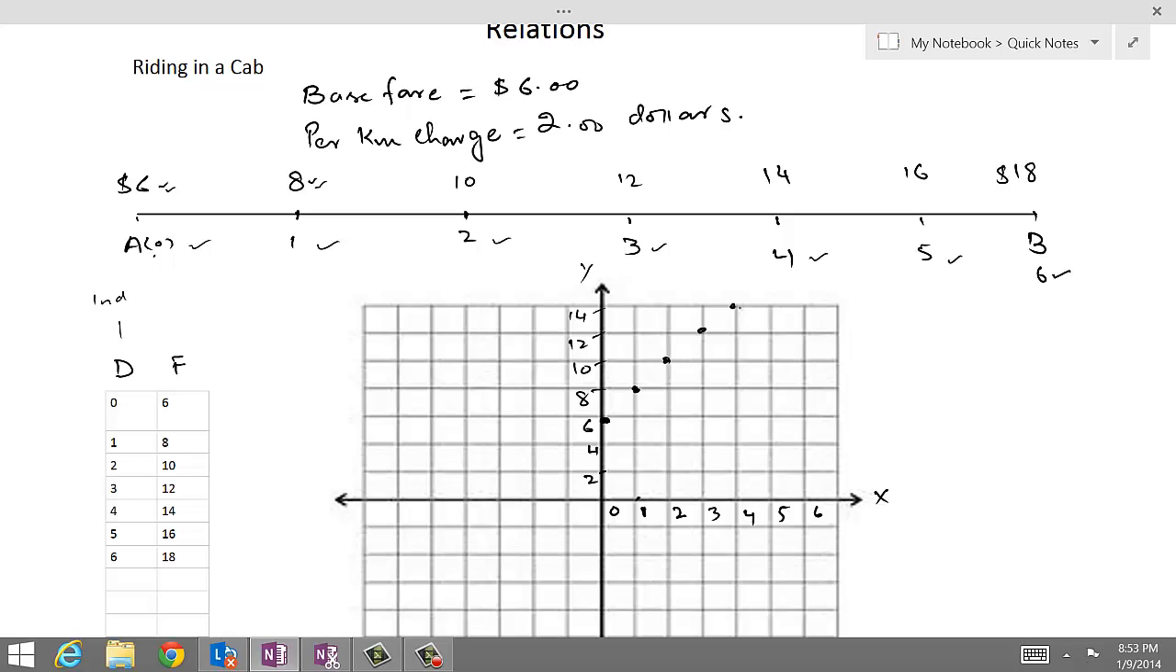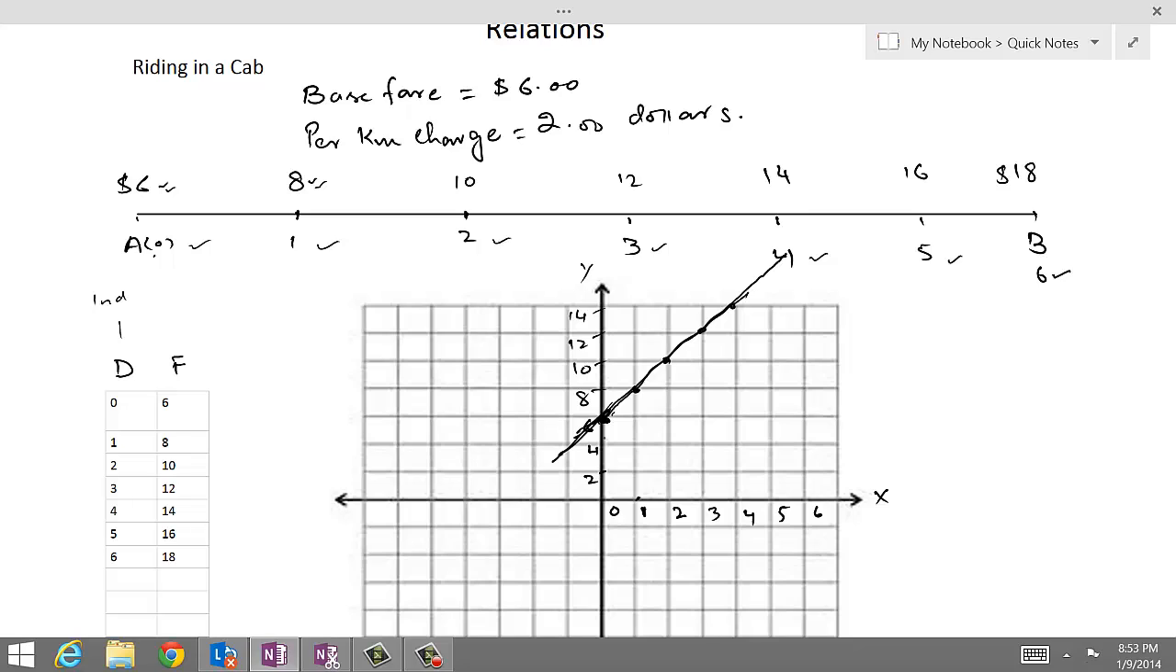And now we can see if we draw the line through these points, this is going to be a straight line. And we can in fact extend this straight line on either side. So the entire data is now being represented by this straight line.